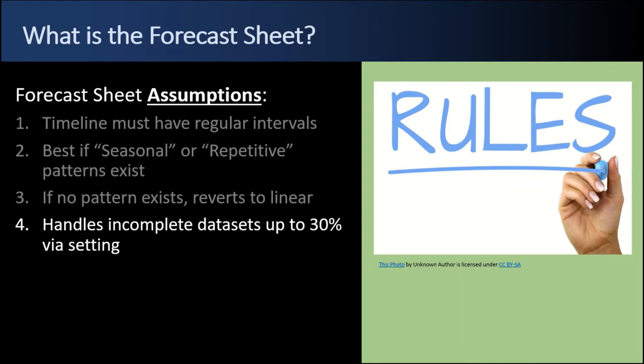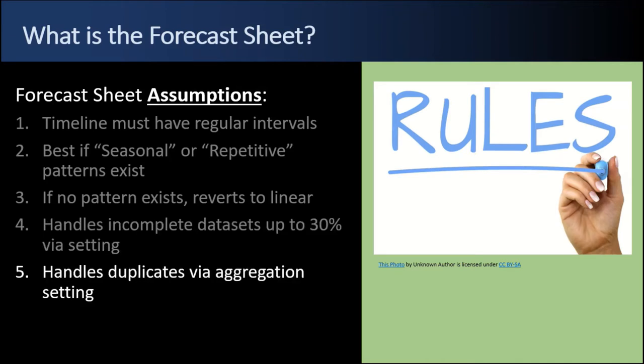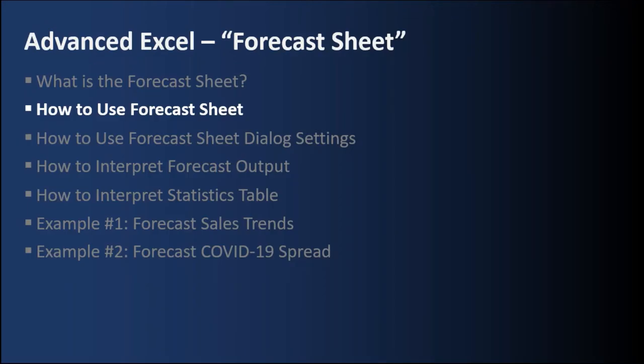Fourth assumption, the model handles incomplete data sets up to 30% via a setting inside the application that we'll look at here in a minute when we go to run it. And you can tell it what to do with the incomplete data. You can tell it to use zero or use an average, etc. And finally, the fifth assumption is that the model handles duplicates via an aggregation setting, and we'll see what that means later too.